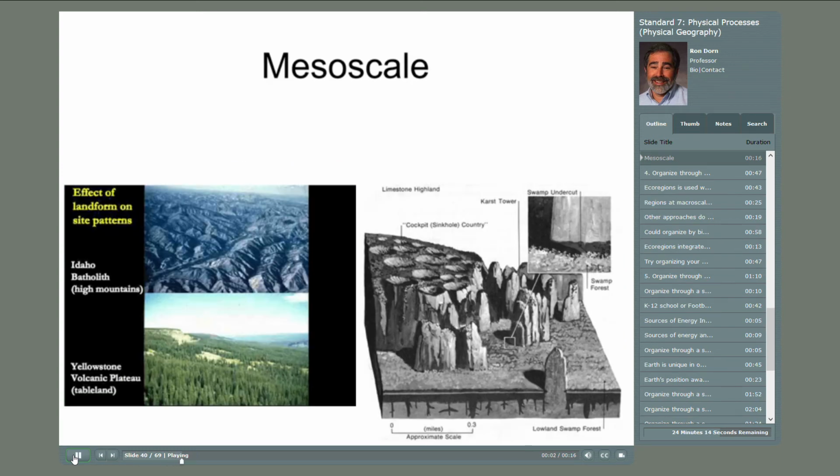The mesoscale might be something that you can see from an airplane as it's landing or the top of a hill. It's the broader view, but it's still something that you can grasp. You can see the forest and the tree.